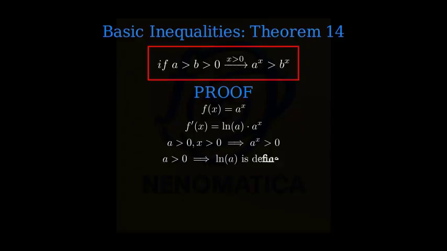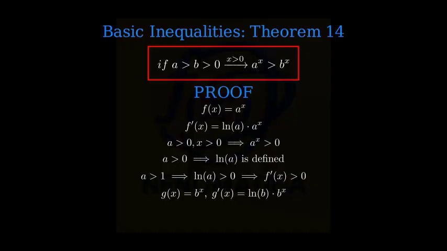Also, since a is greater than 0, the natural logarithm of a is well defined. When a is greater than 1, the natural log of a is positive, making the derivative positive. So f of x is strictly increasing. Similarly, for b, we can show that g of x equals b to the power of x is also strictly increasing when b is greater than 1.